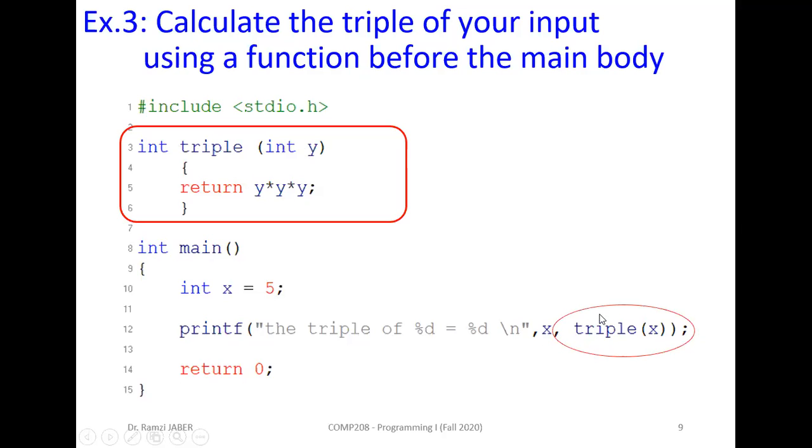So here, we are calling our function, calling by value. So we put x inside the triple. Now, this is our function. It's not a built-in function. It's not a math function. It's our customized function called triple, triple between parentheses x. So calling by value. Now, this triple x will go up and make y equal x.